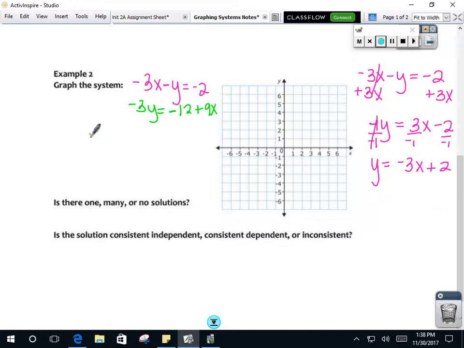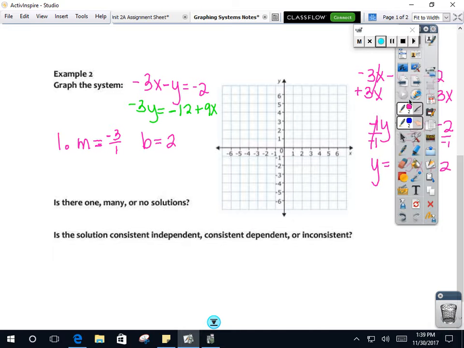Now that it's in slope-intercept form, you're able to identify the m and the b. What is the m? The slope. So negative 3, and since it's a whole number, over 1, so that we have a rise and a run. What is the y-intercept? 2.